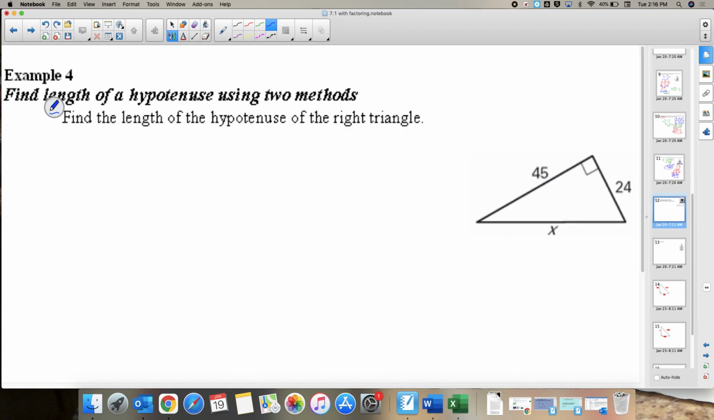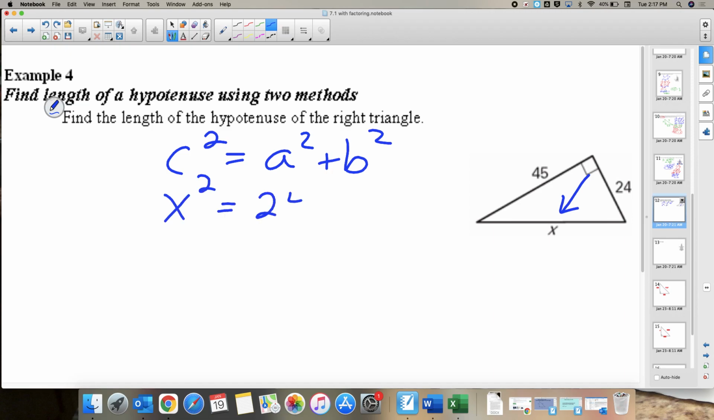Right. Take a look at example 4. It says find the length of our hypotenuse of our right triangle. So once again, just filling in. C squared equals A squared plus B squared. C in this case is the side opposite of 90 degrees. So in this case, it's X. A and B are interchangeable. I have 24 squared. I have 45 squared.